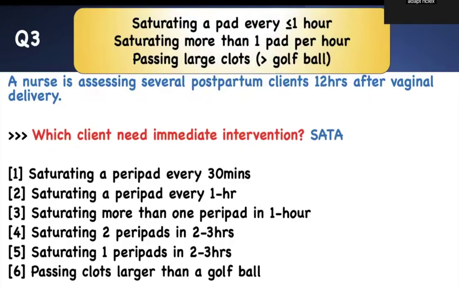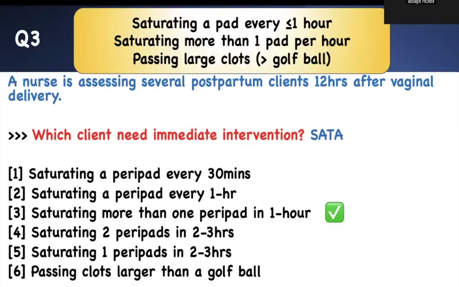And this is it. If you are saturating a peripad in less than an hour or an hour, you are in trouble. Therefore, 30 minutes is less than an hour, 20 minutes is less than an hour, 50 minutes is less than an hour, or equal to an hour. That's the first one. If you're saturating more than one pad within an hour, it's also a problem. You've got to write this down. And if you pass a large clot greater than a golf ball, it's still a problem. These are the three conditions you need to know about somebody with a peripad when you see a question.